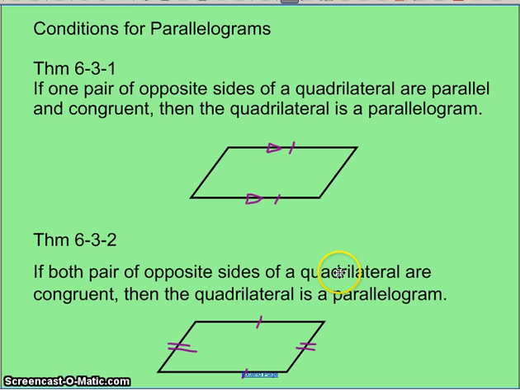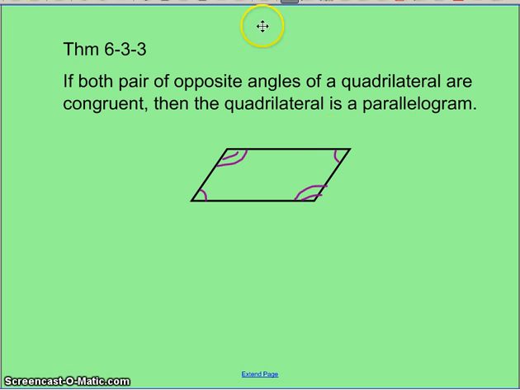If both pairs of opposite sides of a quadrilateral are congruent, then the quadrilateral is a parallelogram. So notice if we have these two sides marked congruent, these two sides marked congruent, that would be a parallelogram. The next one says if both pairs of opposite angles of a quadrilateral are congruent, then the quadrilateral is a parallelogram. So this is ways to show that we have a parallelogram. Notice that the markings show opposite angles congruent.